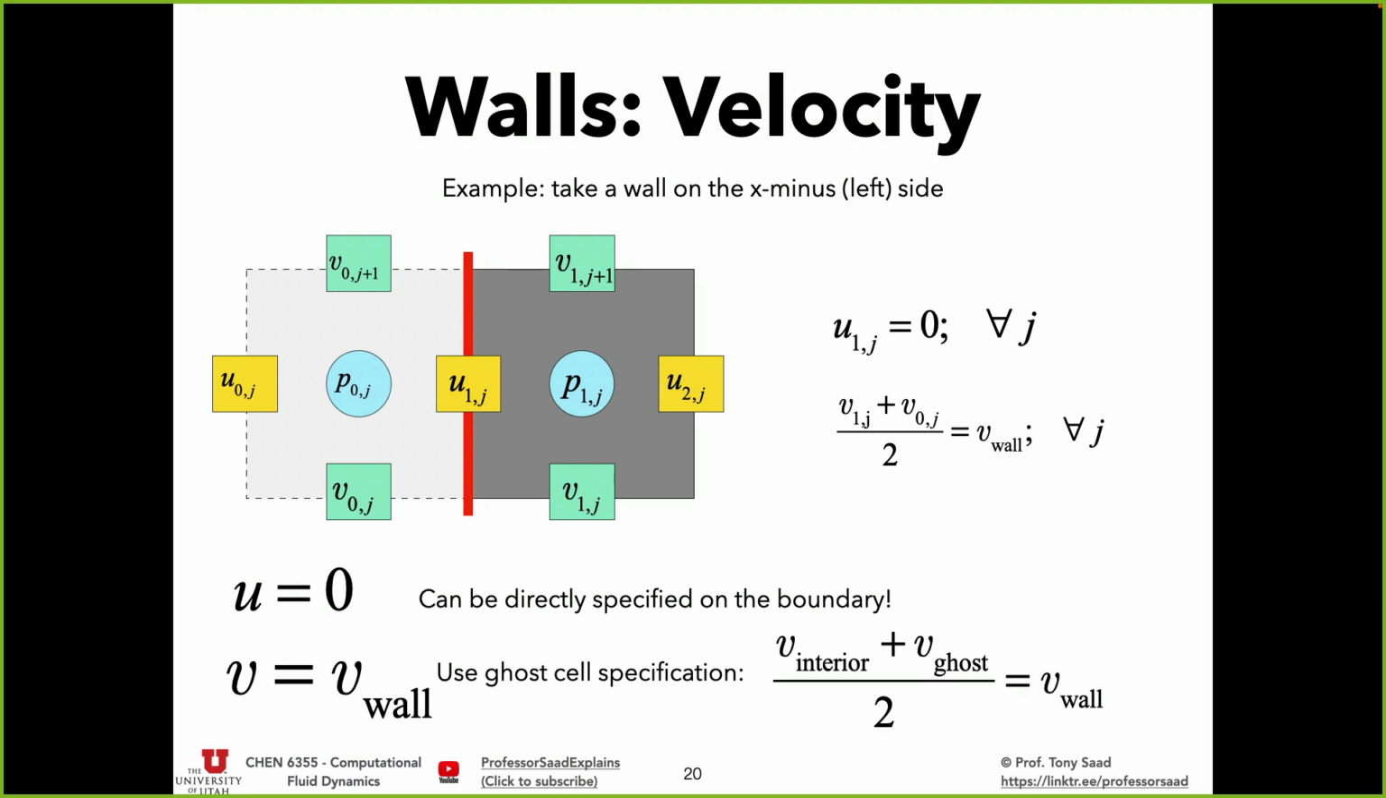So then what you would say is, U1j for all j is equal to 0. And V1j plus V0j over 2 for all j is equal to V wall. So you could slice this in Python. Say take all of these guys. So you would set V0j equal to 2 V wall minus V1j, okay, automatically in the code, right? So you set your ghost cell.